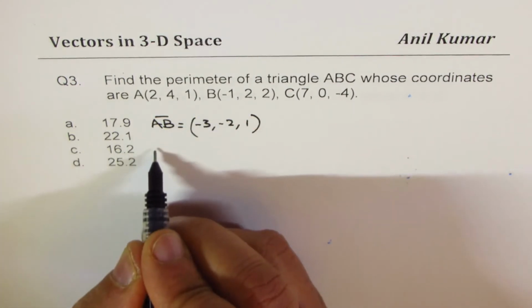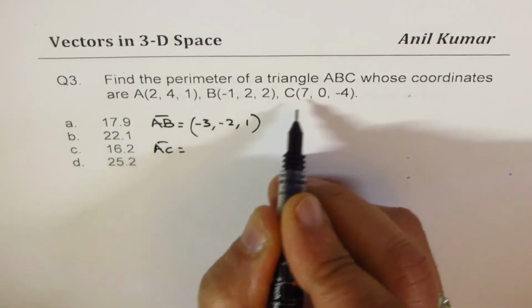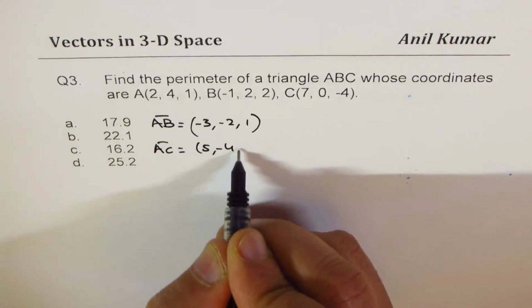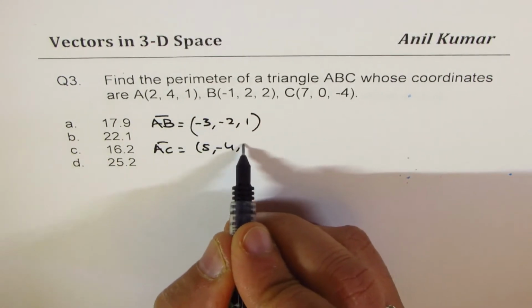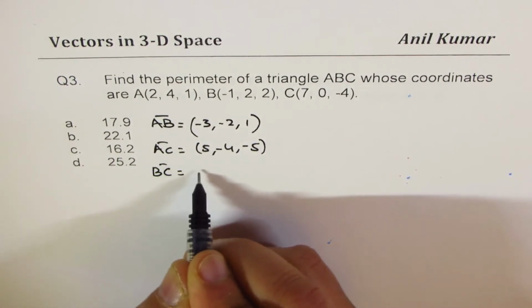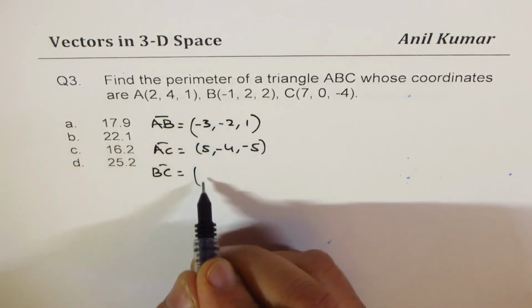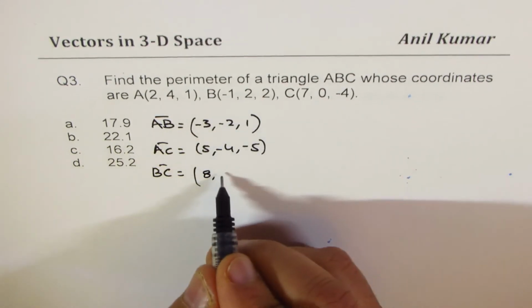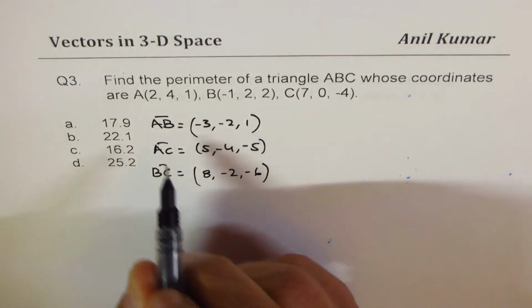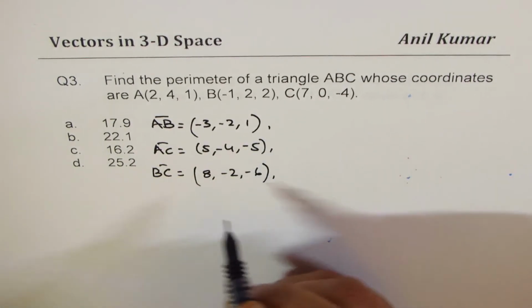And AC is 7 minus 2 is 5. 0 minus 4 is -4. -4 minus 1 is -5. And now we can write what BC is, correct? BC is 7 minus 1 is 8. 0 minus 2 is -2. -4 minus 2 is -6. We are interested in finding their magnitudes.